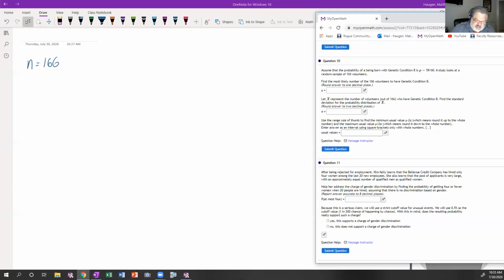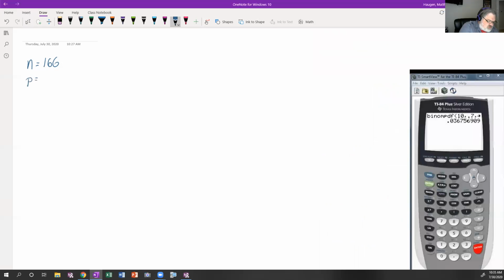And then we need a probability of success. Our probability of being born with this genetic condition is even listed in terms of P. That's nice. So that P is our 59 out of 60. You could write that as a decimal if you wanted to.